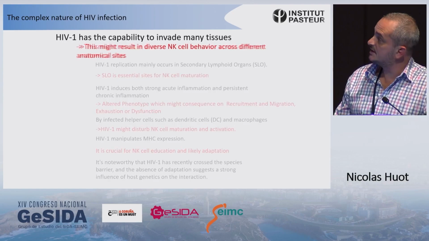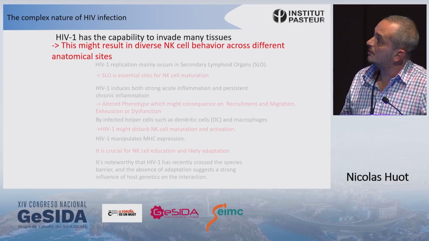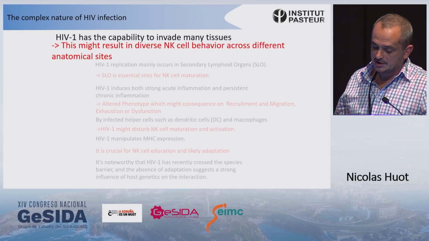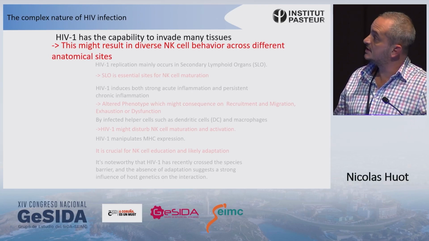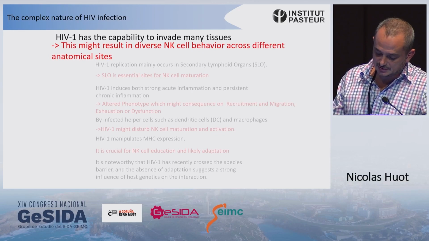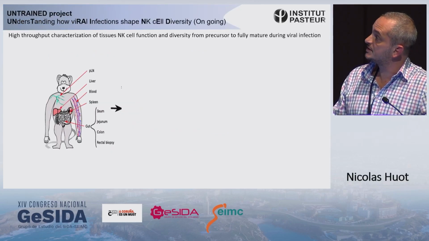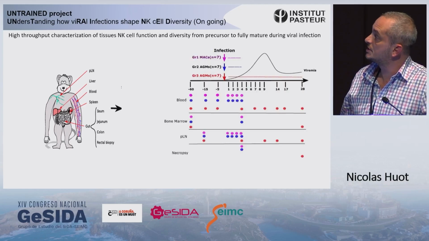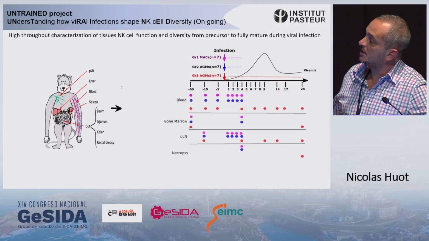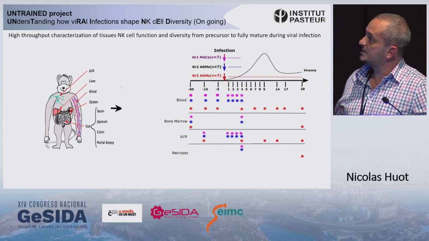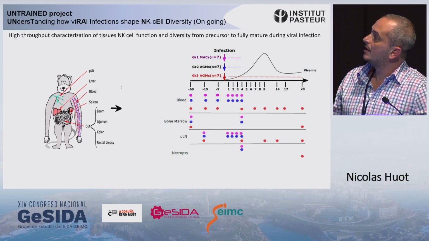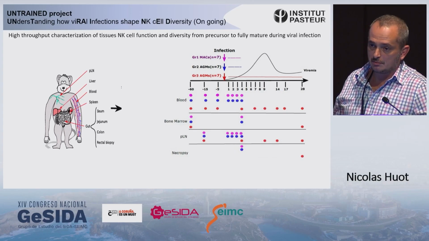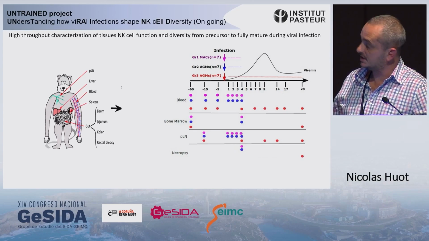In the lab, we decided to investigate the capacity of HIV to invade many tissues and to look at which consequences this infection could have on NK cell diversity. To do that, we conducted a study in which different groups of monkeys were infected with HIV. Some of the monkeys were euthanized at day 4, and all the tissues were collected, and we decided to look at NK cell heterogeneity.